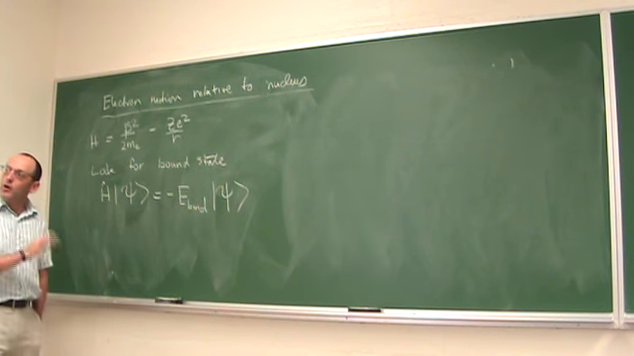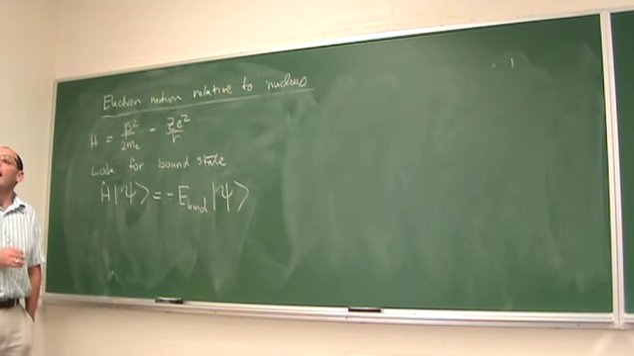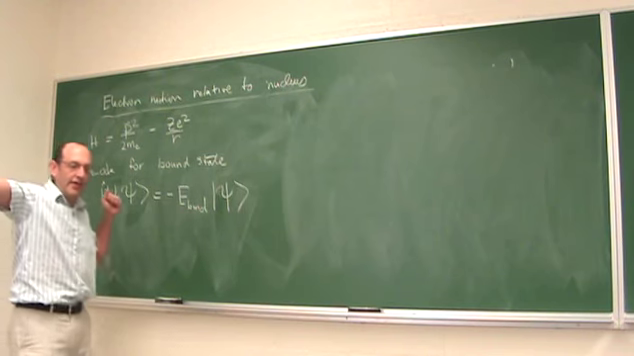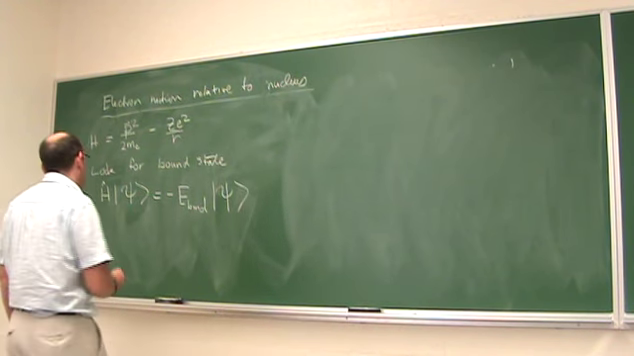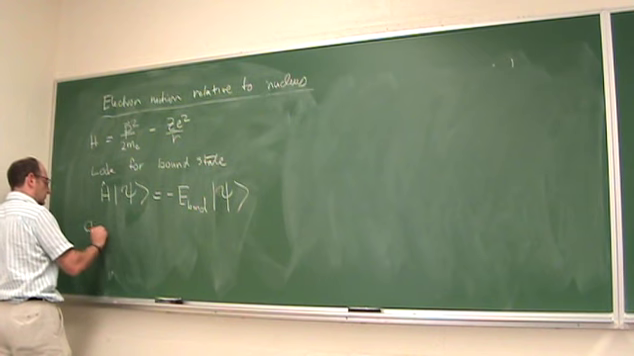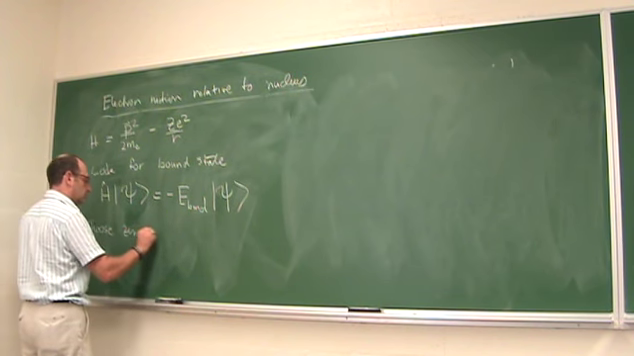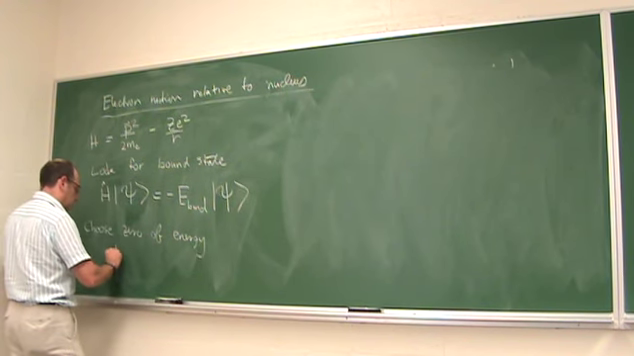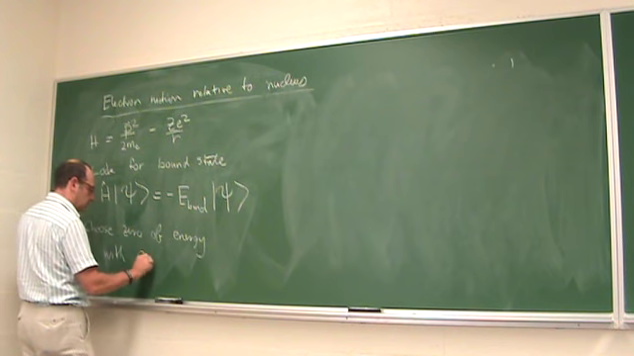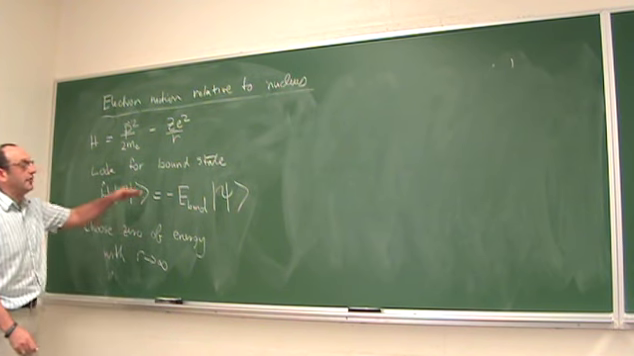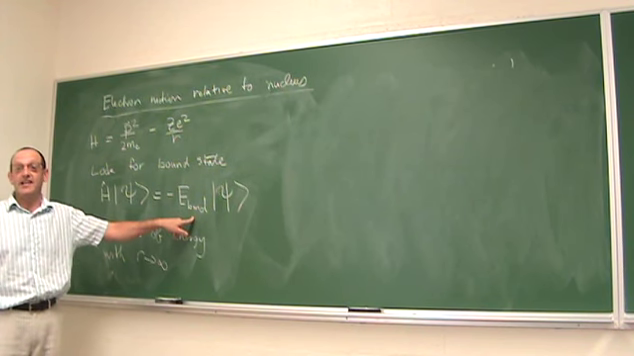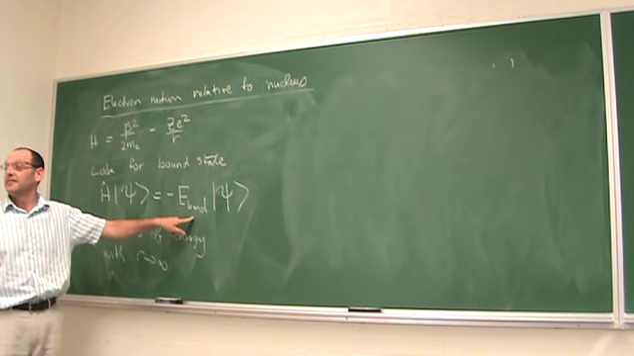Okay, so we're looking for the bound states, and we are choosing the zero of energy associated with the two particles at infinite distance from one another, so that the bound states are associated with negative energy. So again, the binding energy here is a positive number.